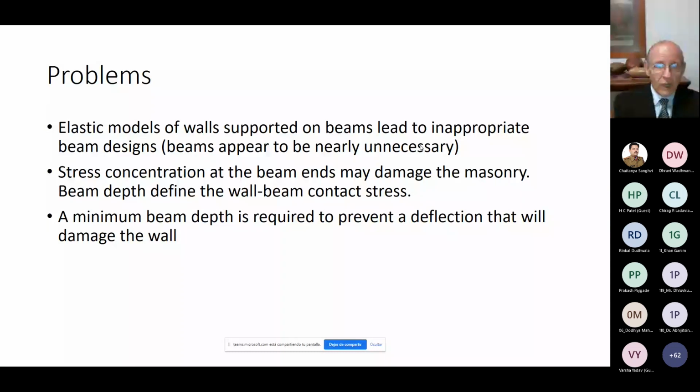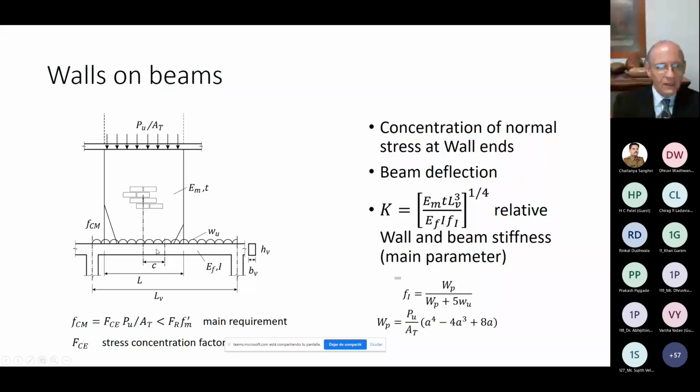To address this problem correctly, you need to go non-linear, because linear models usually show stress concentration at the beam ends, okay, we have shown this, and the minimum beam depth is required to prevent deflection that will damage the wall. So controlling the beam depth controls the stiffness of the beam, and as I showed you, if the beam is very stiff, then this concentration is smaller and tends to be uniform. This contact stress between the wall and the beam. But if this is very flexible, then the concentrations are very large.